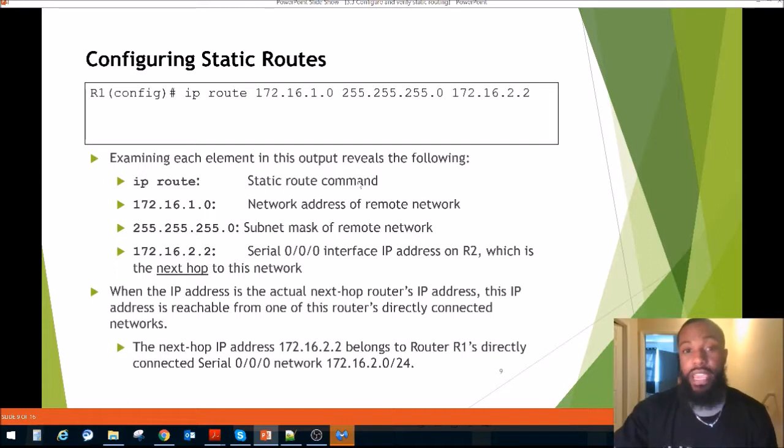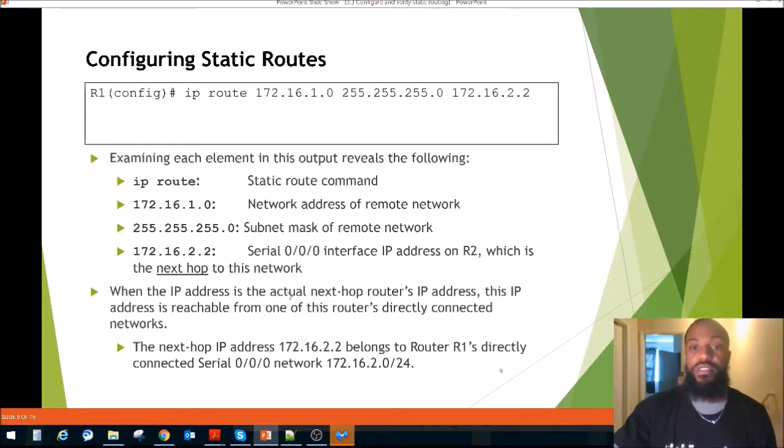IP route, that's the command. Network address of the remote network, subnet mask of the remote network, and then this is the next hop to get to that network. 0.0.0.0 interface or IP of router 2, which is the next hop to this network.